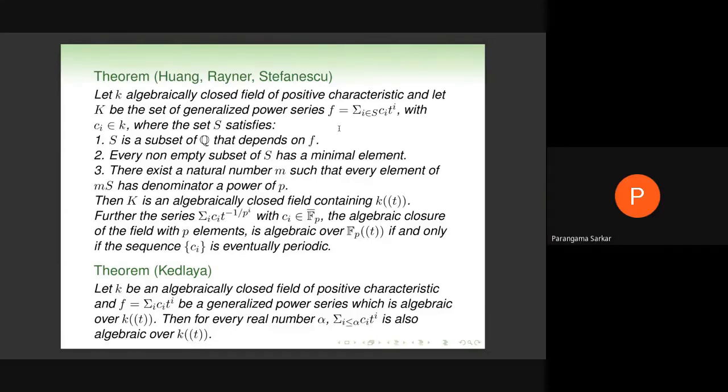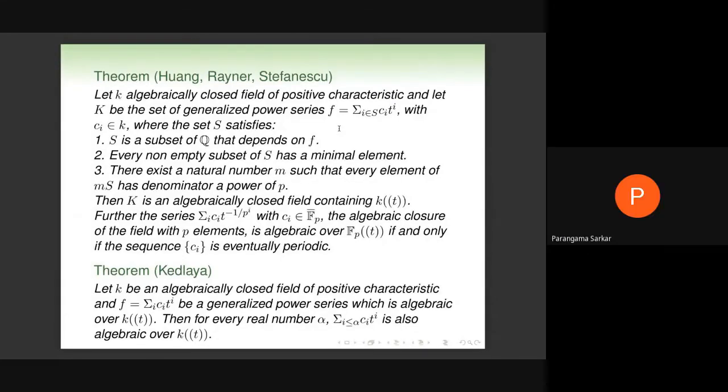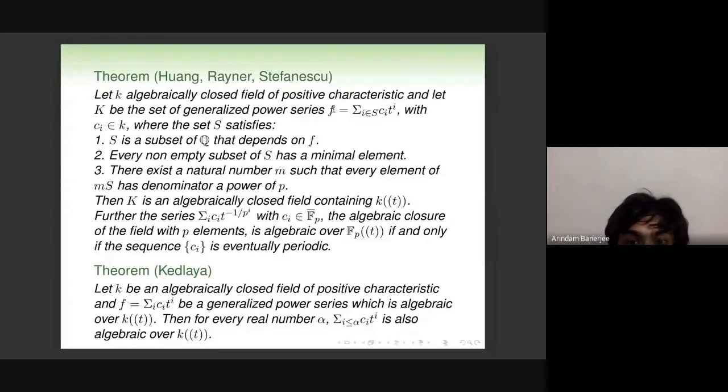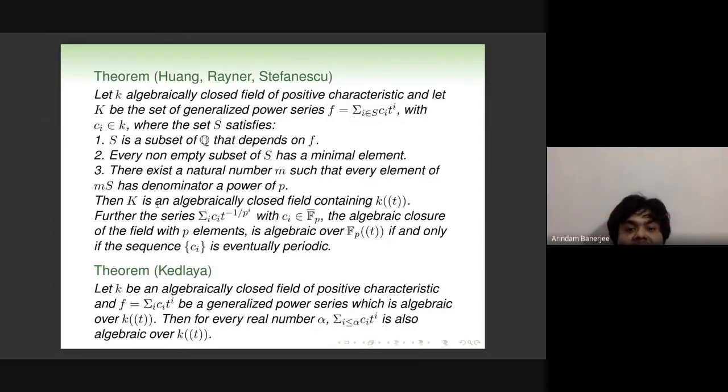What is capital K in the first theorem? Then K is an algebraically closed field containing the Laurent series. No, capital K is the generalized power series. Okay. Yes, the statement is that K is first defined to be this set, and then they assert that this is an algebraically closed field containing k.